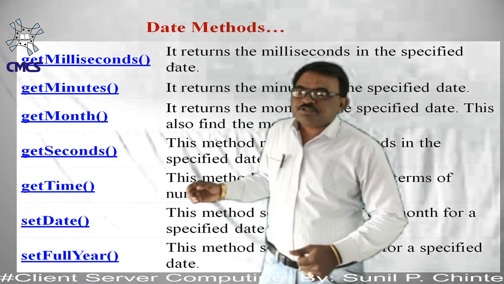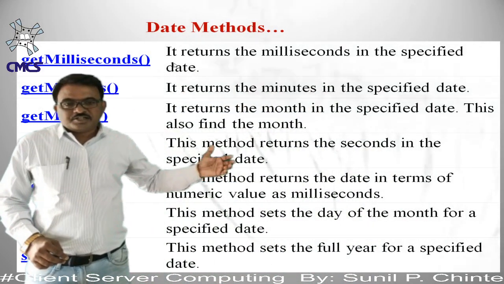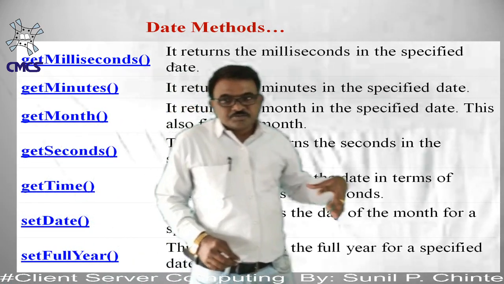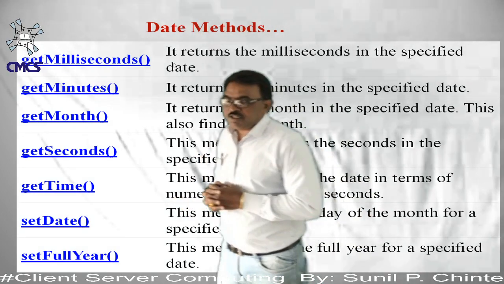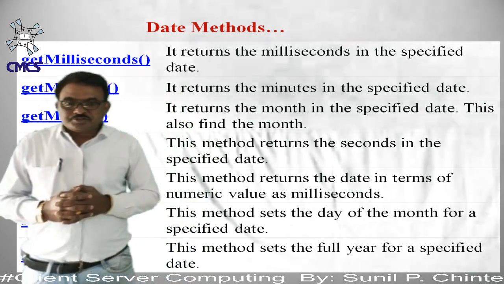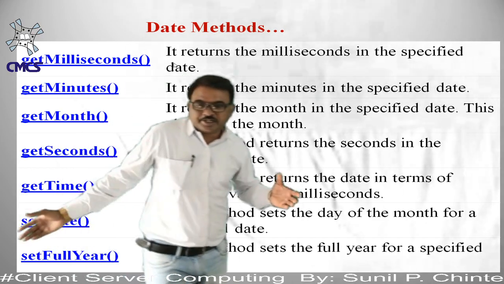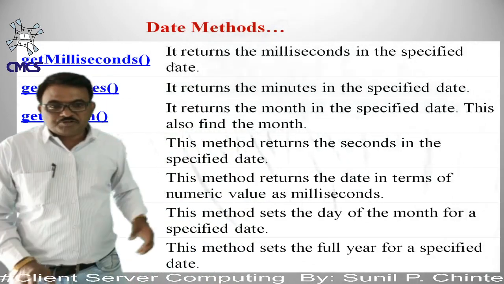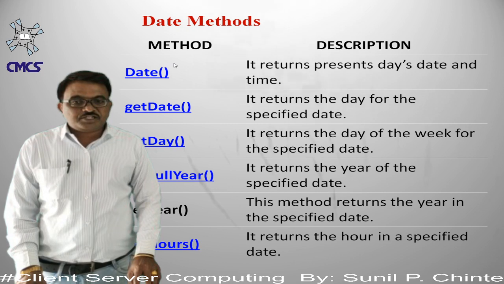Okay, the getTime method returns the date in terms of a numeric value in milliseconds. Means this method will return the value in milliseconds. Similarly, if you want to set the date, at that time we can use the setDate method. Similarly, the setFullYear method will set the full year of the specified date. So these are some methods that can be used with date objects for different purposes.